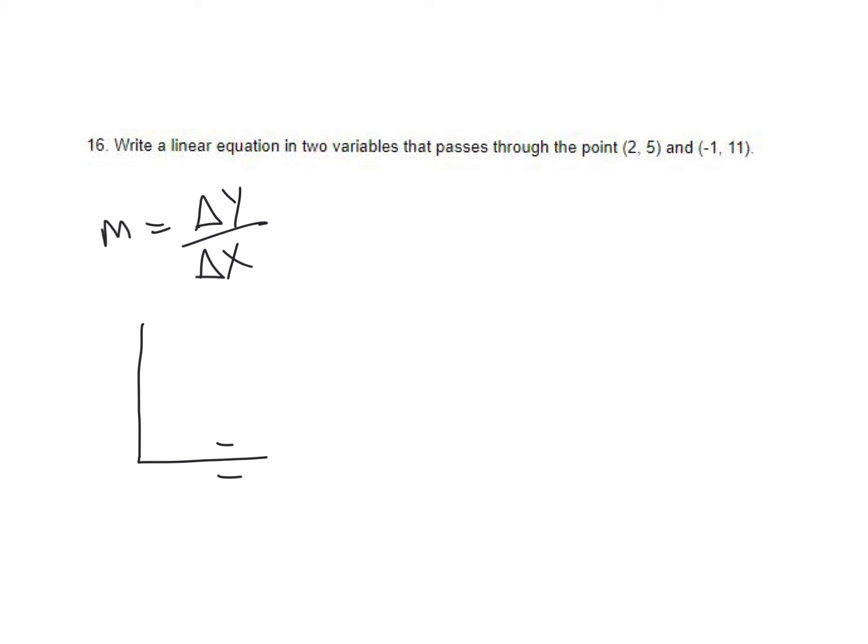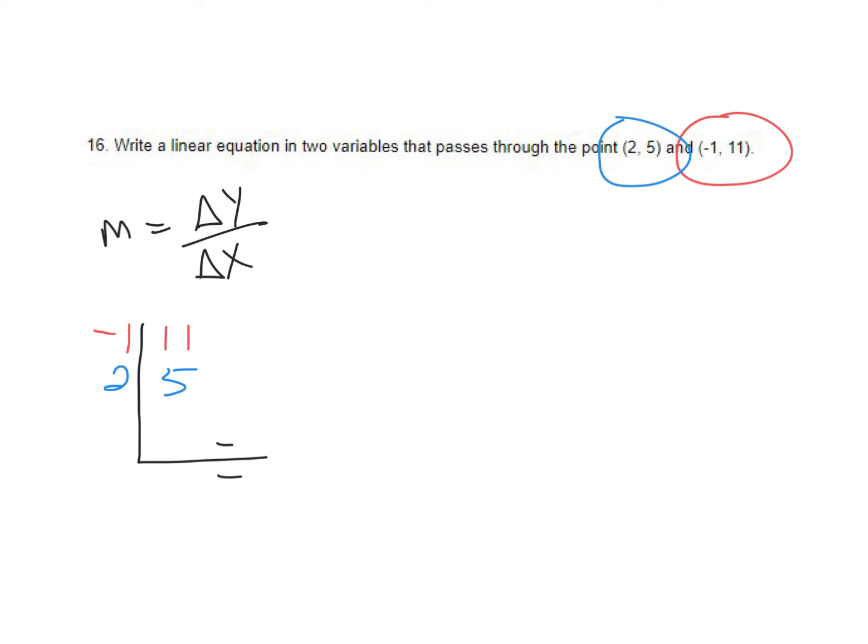So we can take our 2 points in any order. I'm going to start with this one. I'm just going to put the negative 1 and the 11 in the x and y column. And then I'm going to do the second one, 2, 5. So put the 2 in the x, the 5 with the 11. Now that I've stacked those, I'm going to slide them into place and subtract.